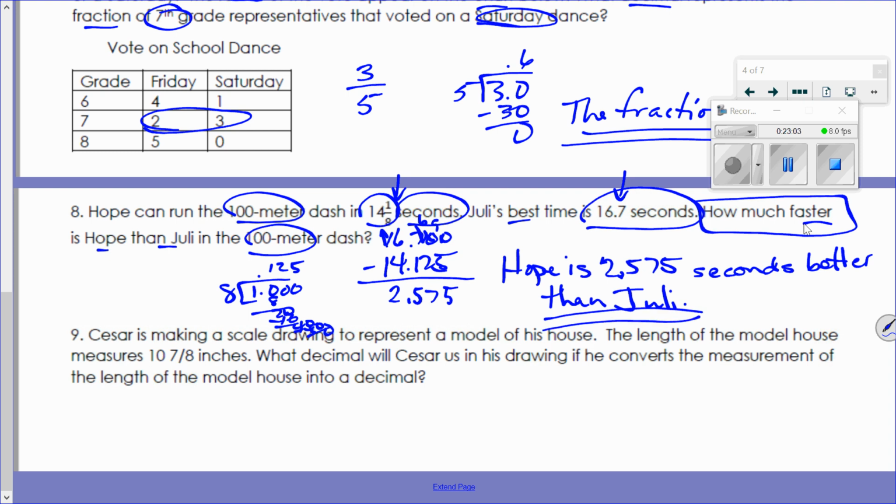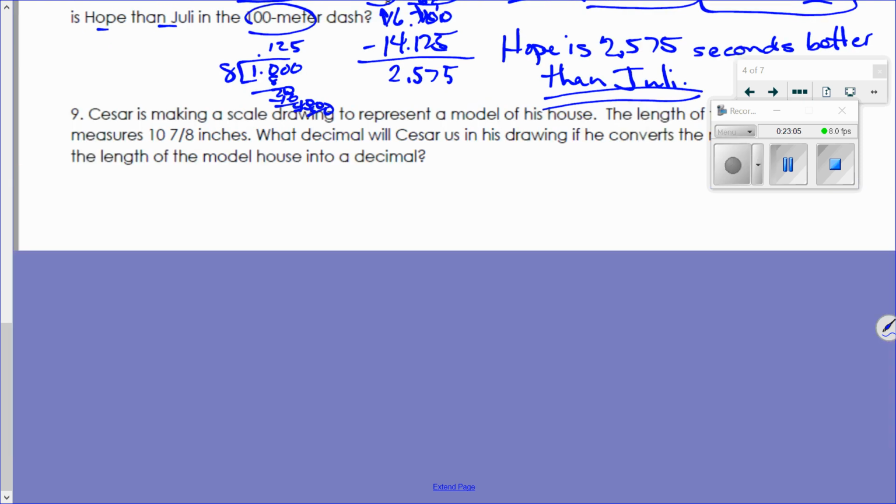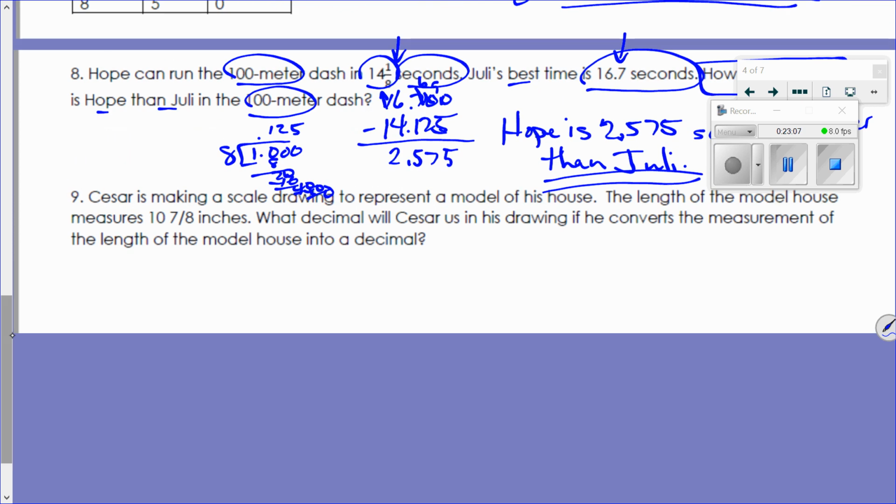And our last one, Caesar is making a scale drawing to represent a model of his house. The length of the model house measures 10 and 7/8 inches. What decimal will Caesar use in drawing if he converts the measurement of the length of the model into a decimal? So there's our question, what decimal will Caesar use? So again, we'll focus on the 7/8 piece.